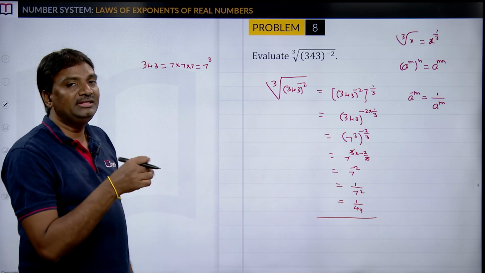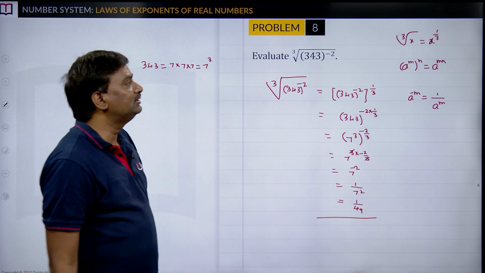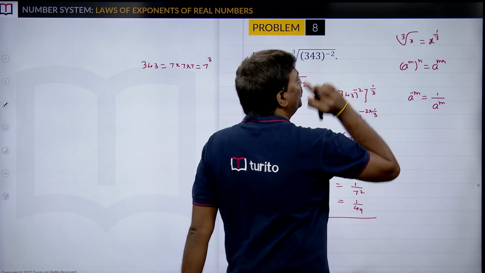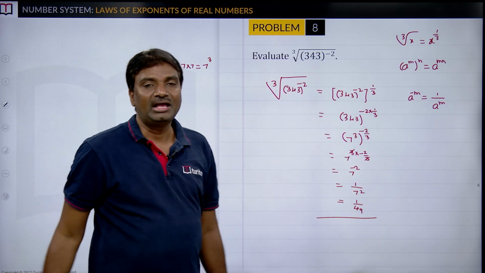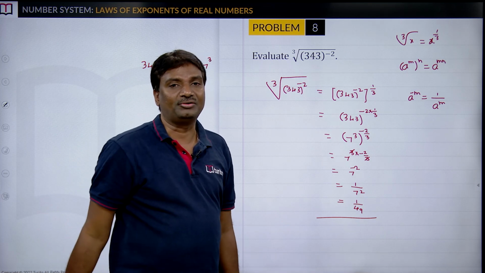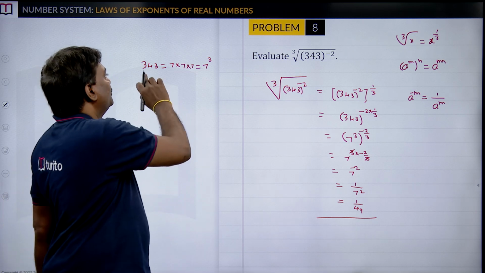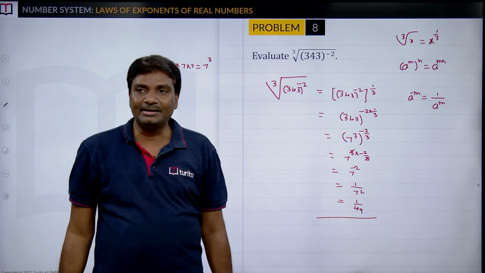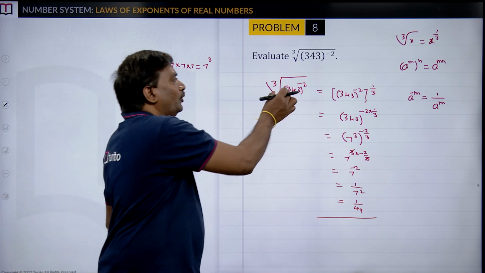So this problem is related to cube root of a number. If x is any number, then we know cube root of x is denoted like this, and we can write that as x power 1 by 3. If the power is 1 by 2, that is square root. If the power is 1 by 3, that is cube root. So 343 can be written as 7 cube.